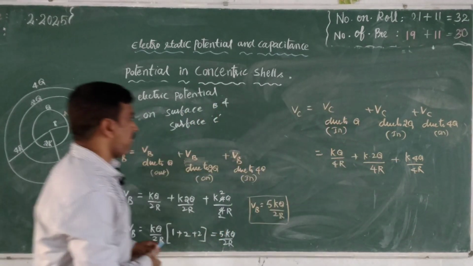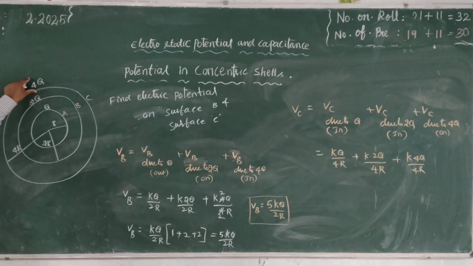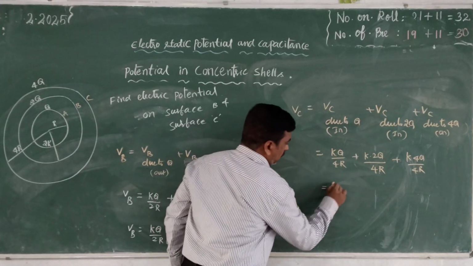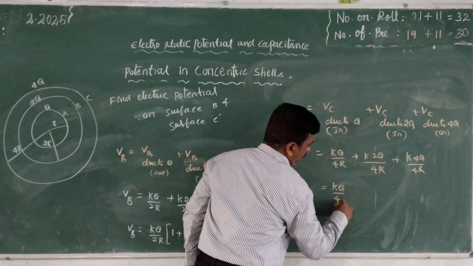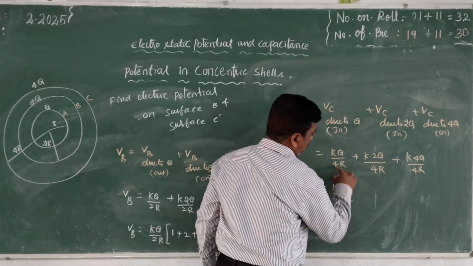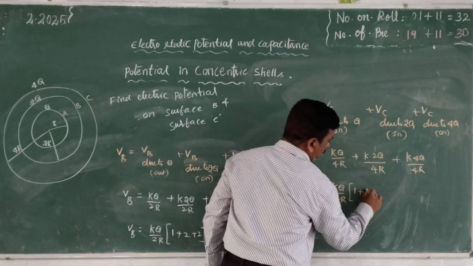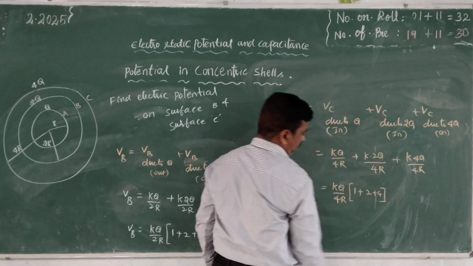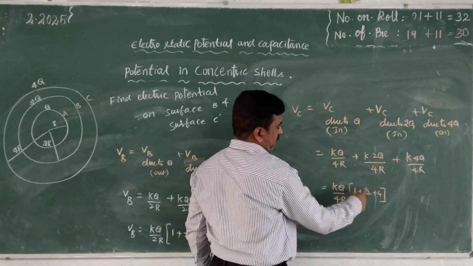See here, on surface C, what is the potential? Due to q, inside point; due to 2q, inside point; due to 4q, on surface. But from the center to the surface the potential is the same, that's why we can take this radius. We can take kq by 4r common. What do we get here? 1, 2, 4. 4 plus 2 is 6, 6 plus 1 is 7.